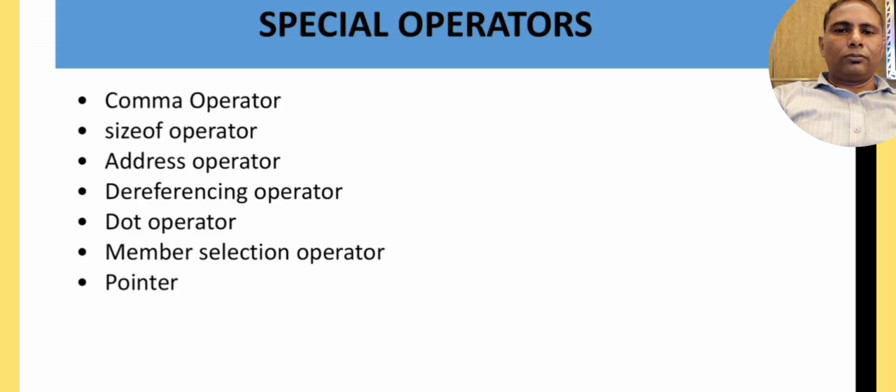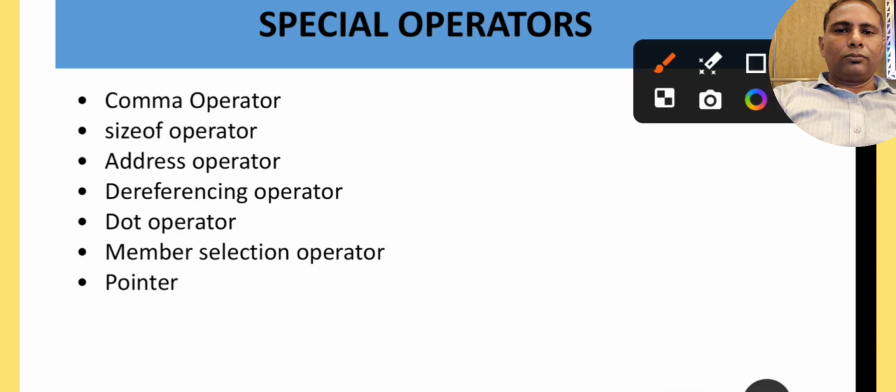Now we have seen the different operators. There are some other operators that are known as special operators. In case of the special operators, we have the comma operator, sizeof operator, address operator symbol, the dereferencing operator, the dot operator, the member selection operator, and the pointer operator.